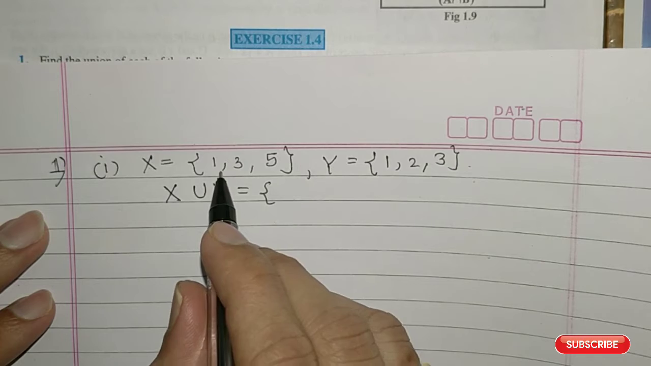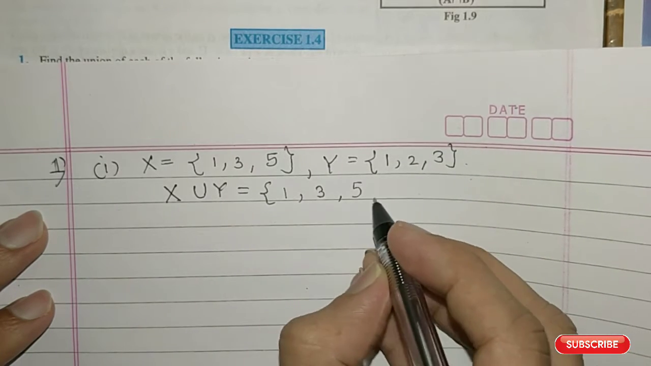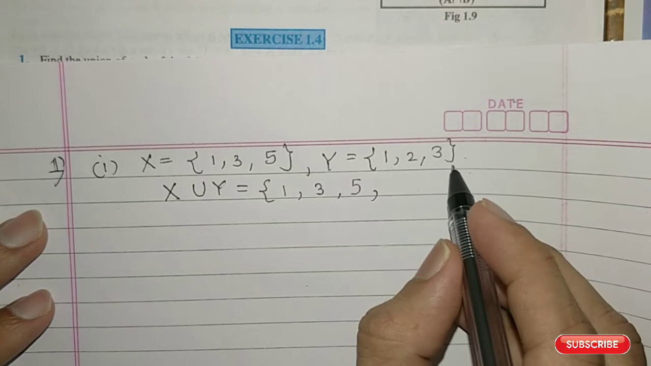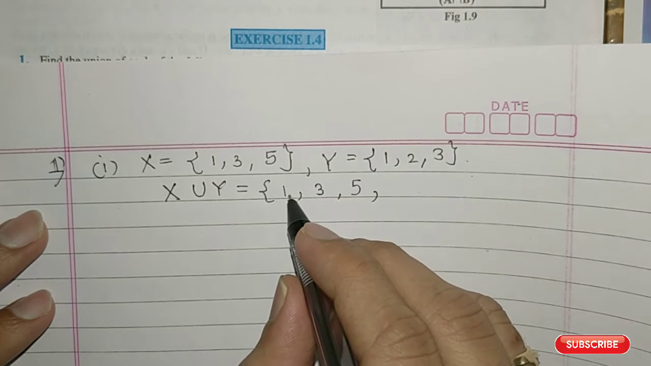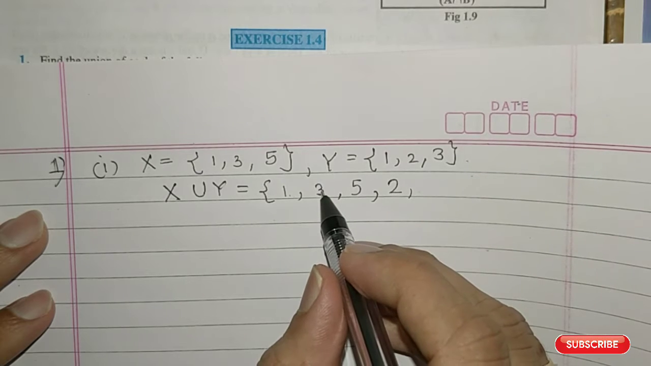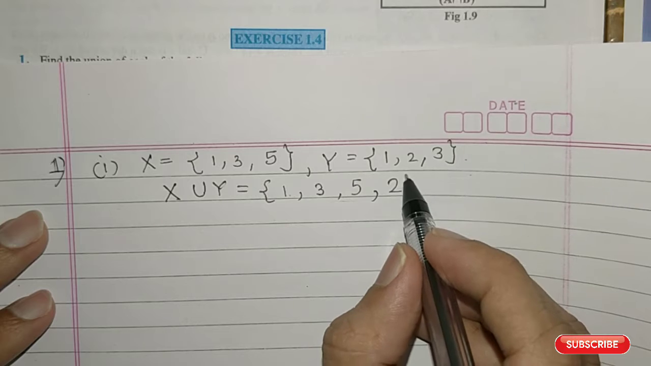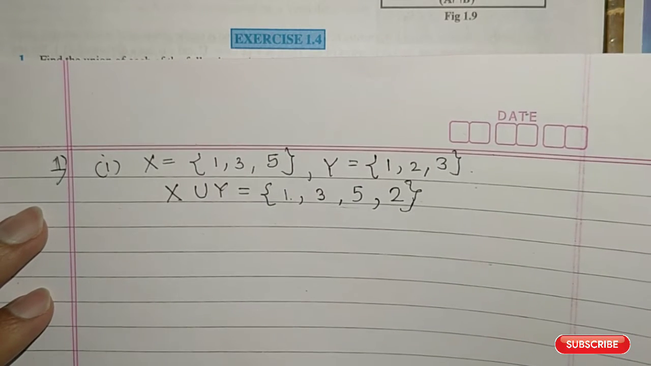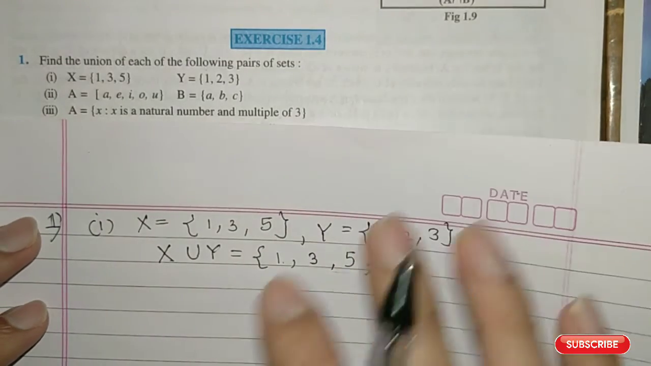Now what you do here, you write all the elements of x first. So 1, 3, 5, right, and then you go to the set y. So you have to write all the elements of set y. Now 1 is already written here, right, then you have to write 2. And 3 is already written, right, so the only elements in the union will be these many. So that is the first problem, x union y. Now let us go to the third problem.